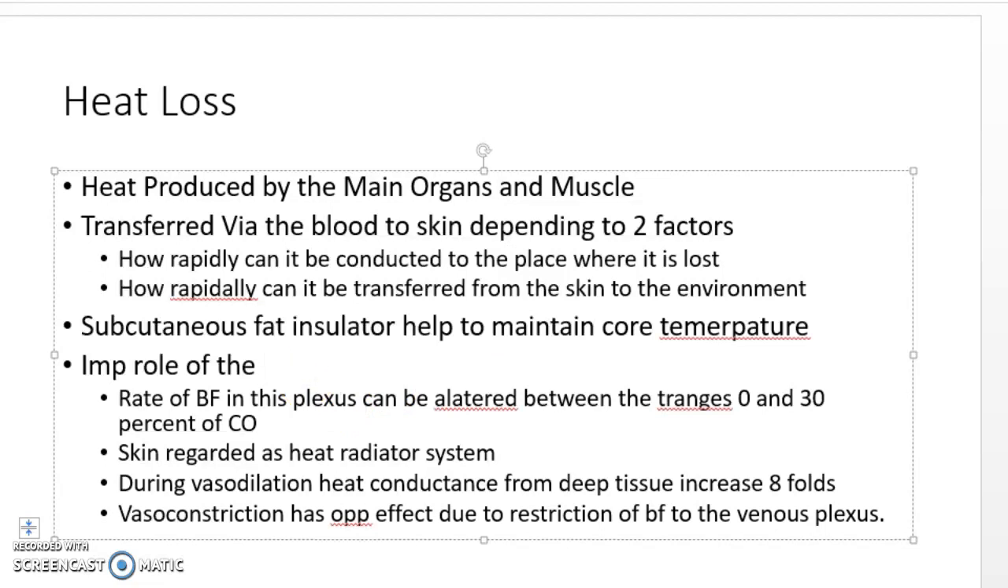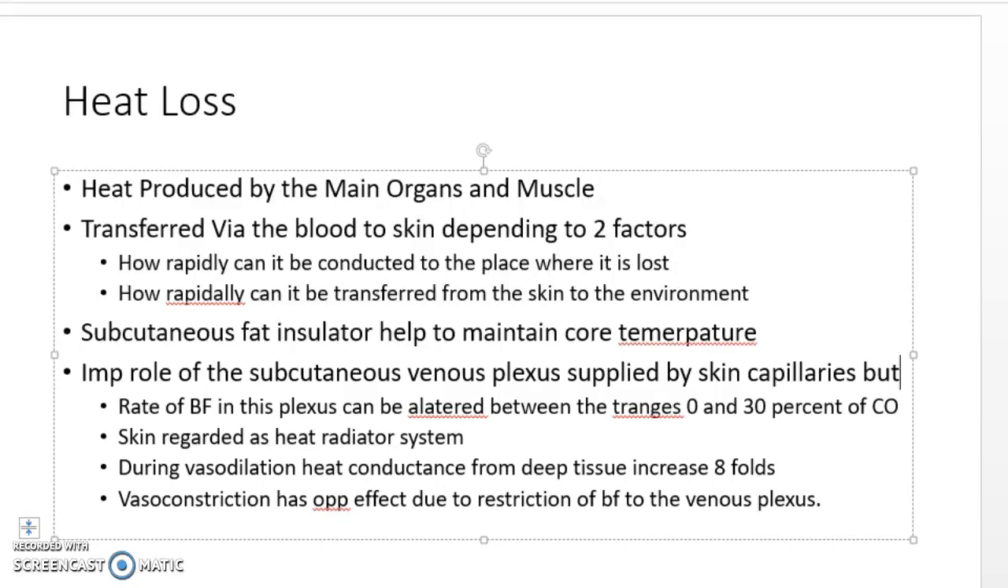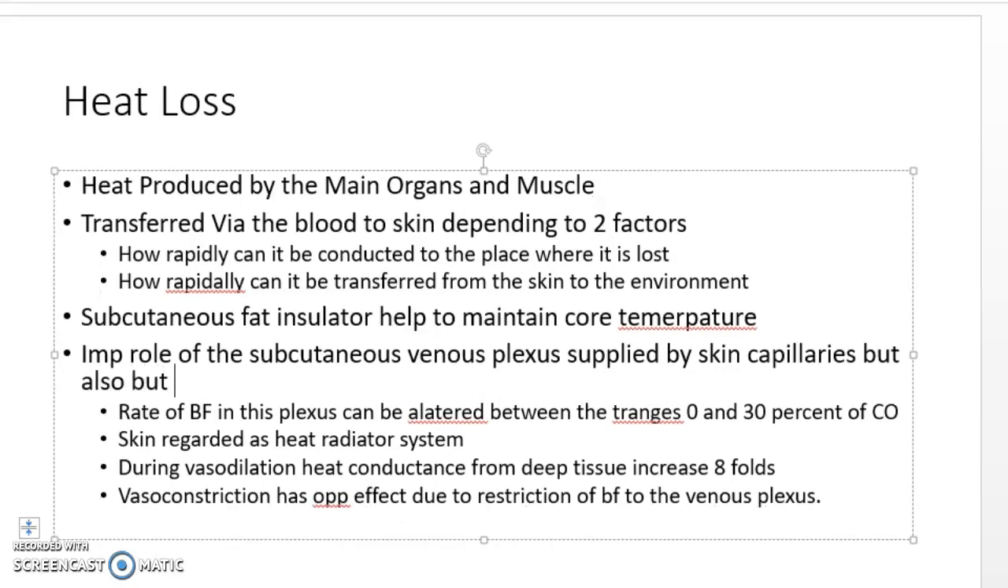Another important role is played by the subcutaneous venous plexus, supplied by skin capillaries, but also by direct arteriovenous anastomosis. So these are the key things which I want to mention.